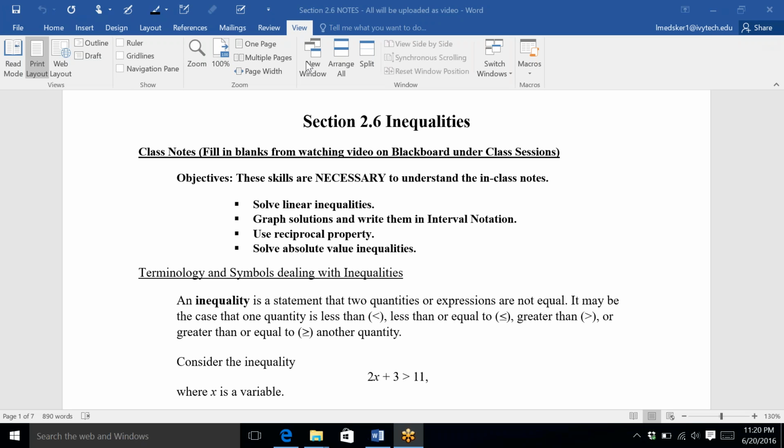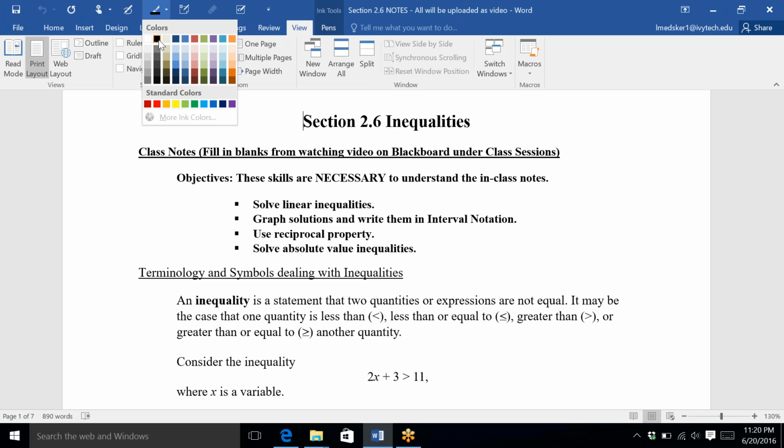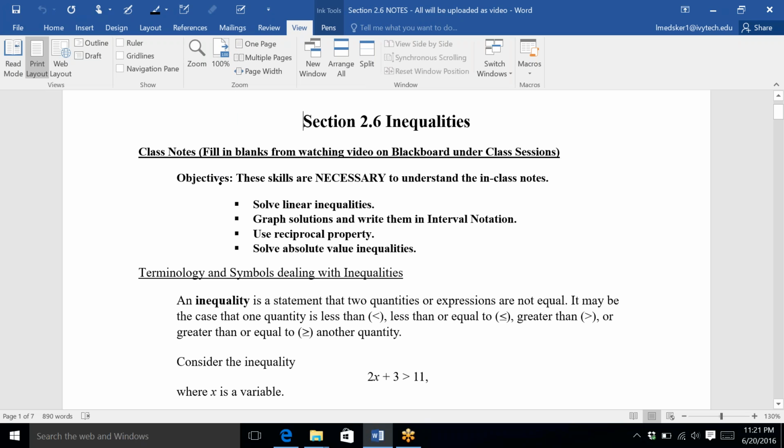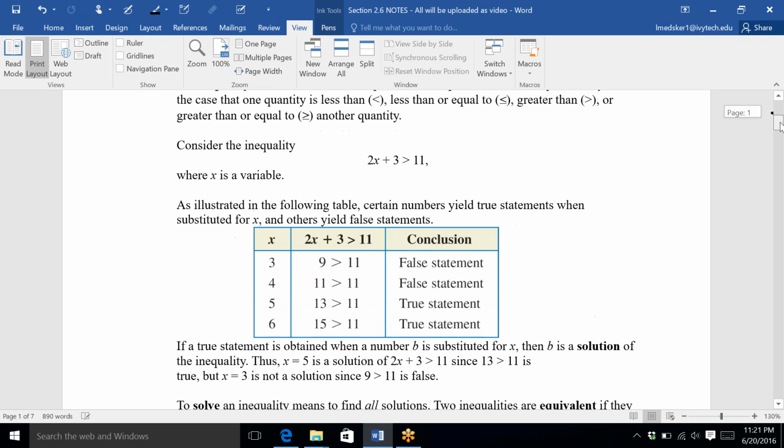Okay, this is the section 2.6 notes we voted on in class to make this a full video so that you guys could have more time for review for the test one. The skills that we're going to focus on in 2.6 is solving linear inequalities, graphing the solutions that we get, and writing them in interval notation, learning about the reciprocal property and how to use it, and to solve some absolute value inequalities.